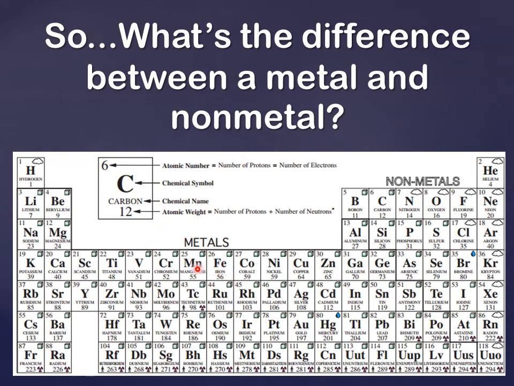The exception to that rule is hydrogen. We know hydrogen is not a metal. Anything to the right of that is a nonmetal. These are all nonmetals over here. So left of the stair step metal, right of the stair step nonmetal, exception hydrogen. Hydrogen is also a nonmetal. So that's how you tell the difference.